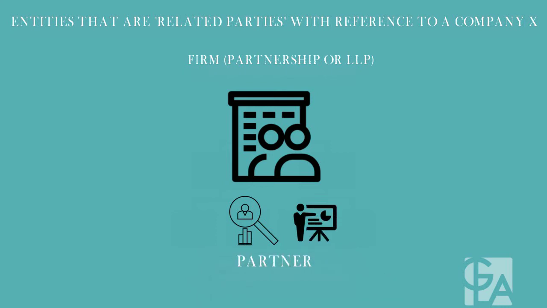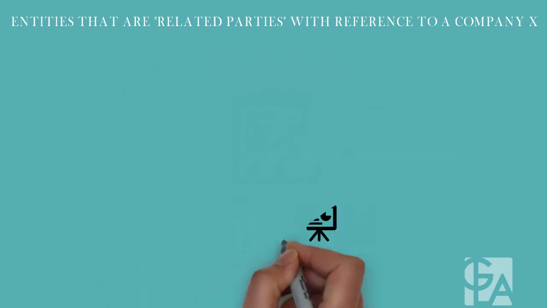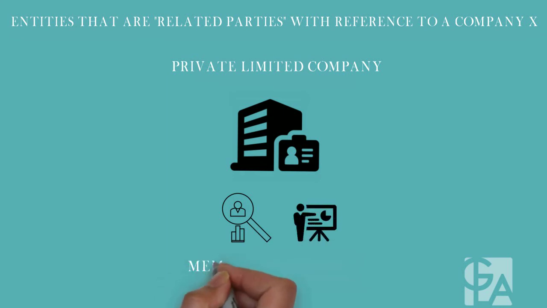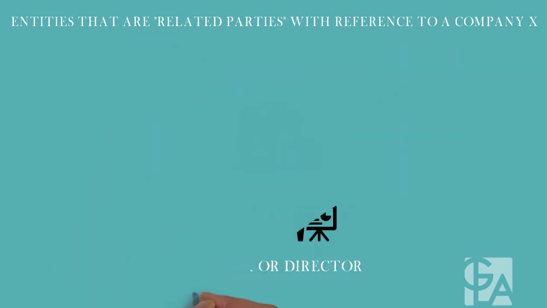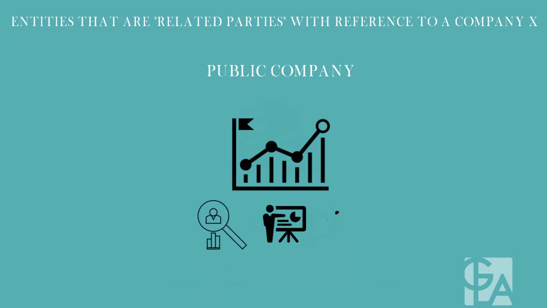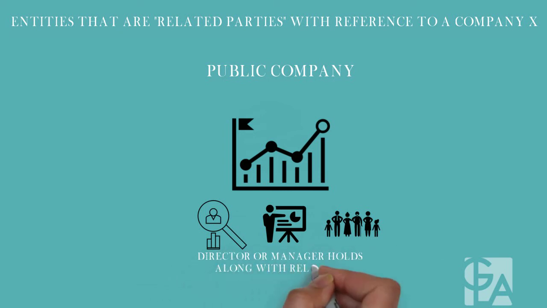The third type of corporate entity could be another private limited company where the director or manager of company X is a member, that is a shareholder, or a director. The fourth type of corporate entity that could be a related party of company X is a public company in which the director or manager holds, along with his or her relative, more than 2% of that public company's paid up capital.